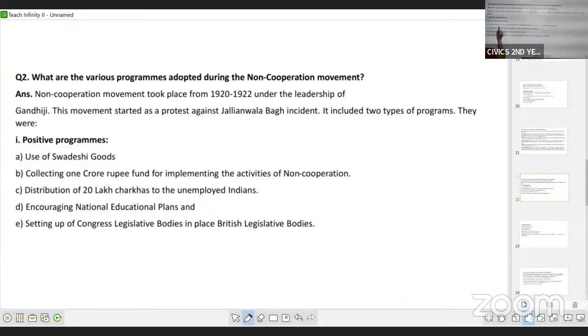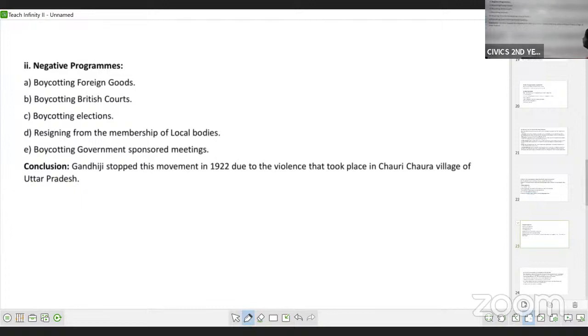Okay, 1 crore rupees were collected, 20 lakh charkhas were distributed to unemployed Indians, and they encouraged our own educational plans, and they replaced British legislative bodies with Congress legislative bodies. Okay, these were the positive programs during non-cooperation movement.